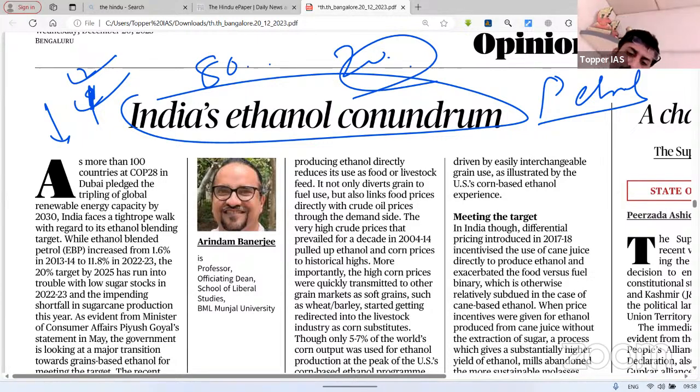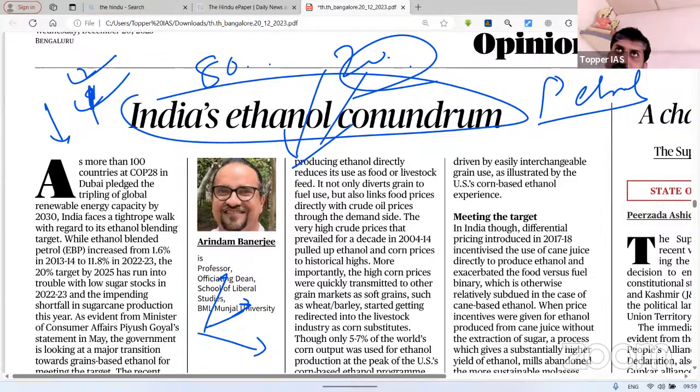So here they are talking from the climate change perspective. That is reducing petrol import by 20%. But what problem is it creating here? How is ethanol produced?